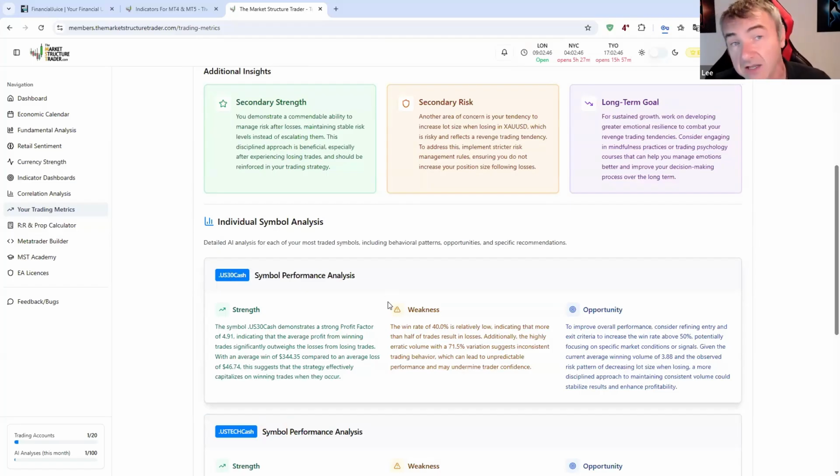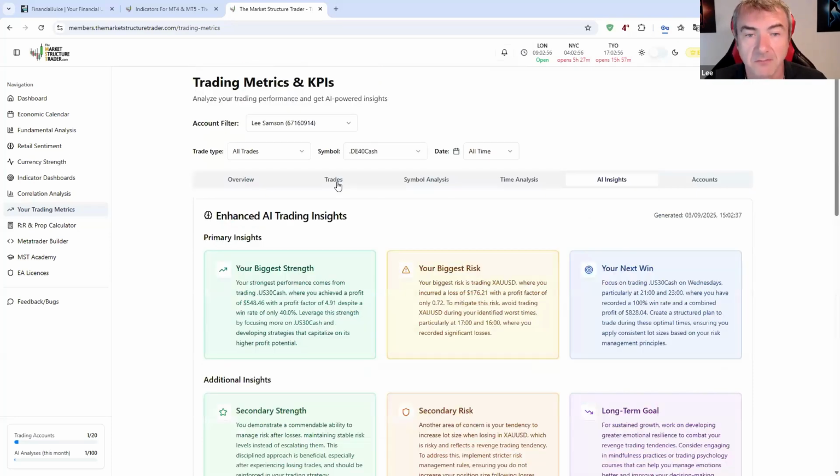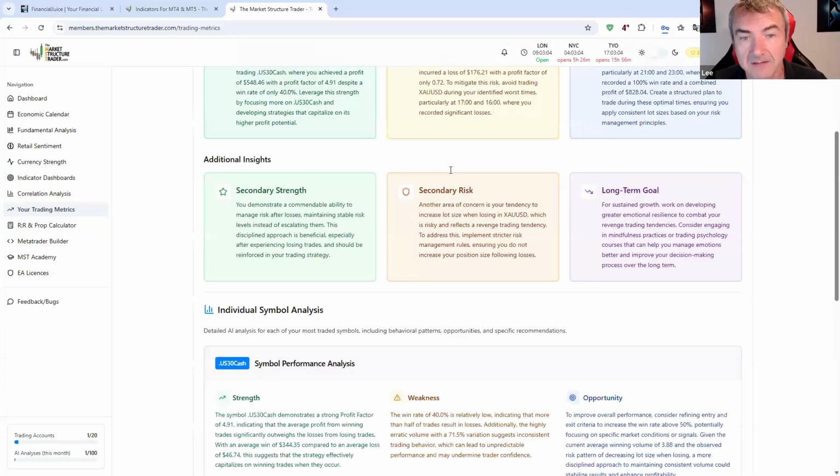Bear in mind, this is AI generated. It does not know your strategy, okay? So it will tell you what the obvious things are. For example, symbol analysis is very, very easy. If you are losing money on gold, your AI analysis will tell you that, yeah?